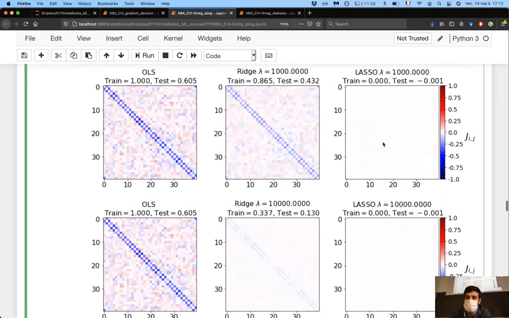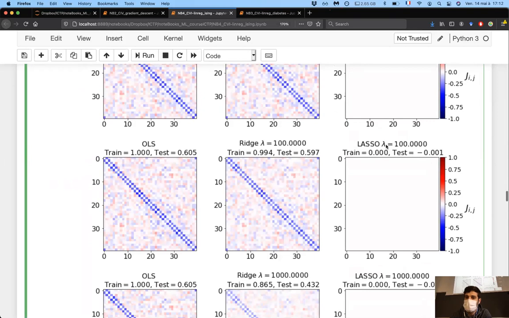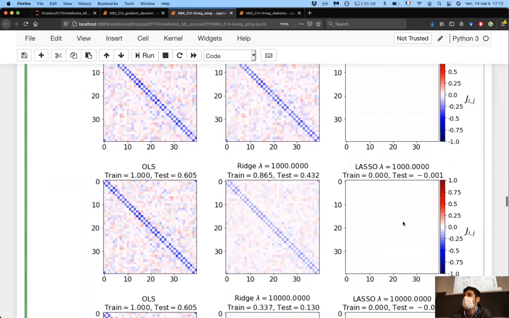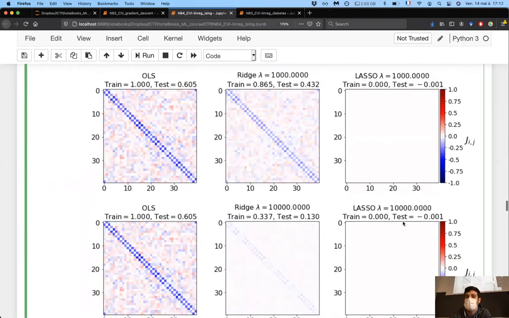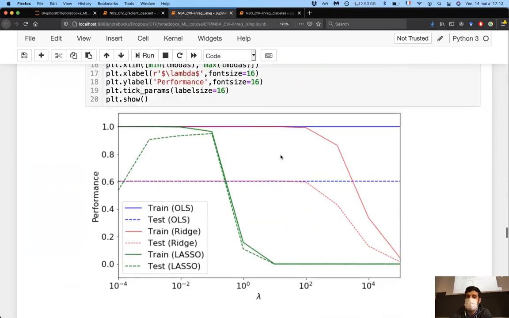So let's look at the curves actually. You see, if you increase the Lasso penalty too much, at some point you just reconstruct zeros, of course. With the Ridge also, if the penalty is really strong. So here I'm plotting the different errors as a function of the penalization strength.